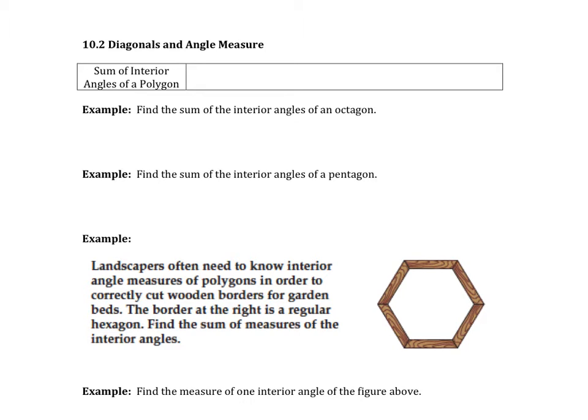Alright, today's notes are for section 10.2, diagonals and angle measures for polygons. Our first definition here is the sum of interior angles of a polygon. We have a nice formula for you. That would be n minus 2 times 180, and n stands for the number of sides in the polygon. All we're going to do is substitute that n value in when we're solving and get our answer here.